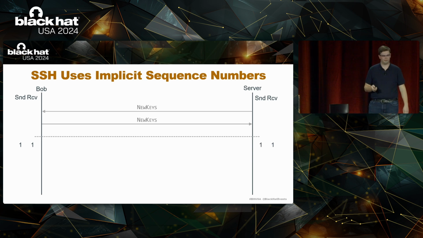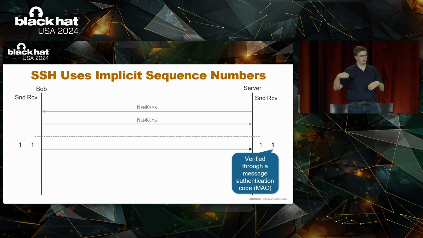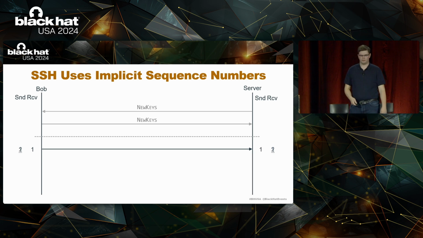That means if we now send another message here, this will actually be verified through a MAC. So we will now use these sequence numbers to actually verify that the message is sent in order. And we do this by putting the sequence number into our MAC, or message authentication code, that we compute for each message to ensure that it is not altered. And the server will compute this MAC as well using its receive counter. And as long as send and receive counter for a single message are in sync, the message is accepted. Of course, we will increment the send and receive counter afterwards.